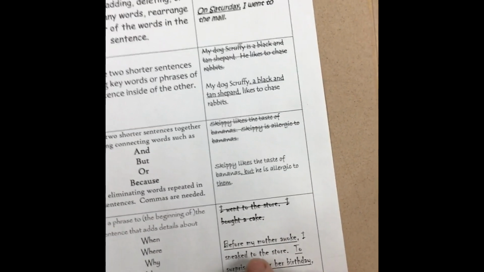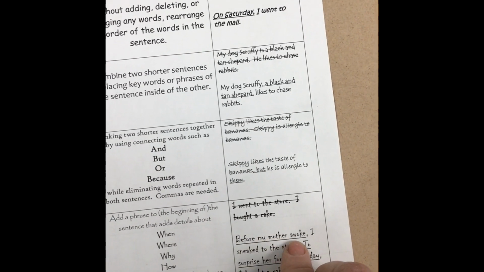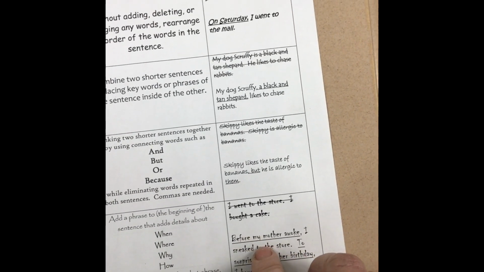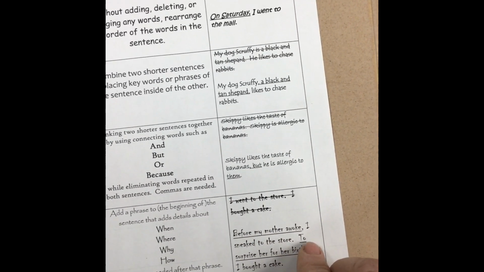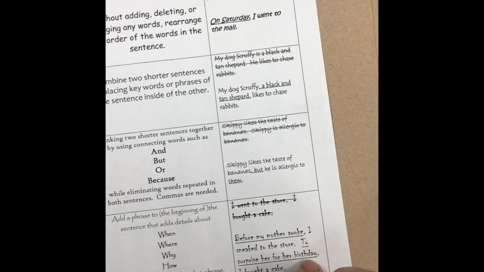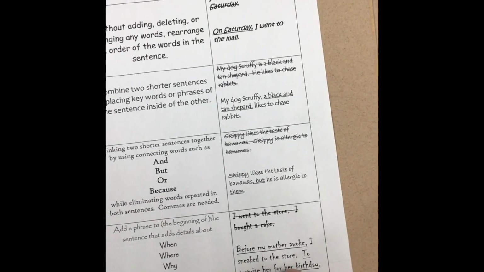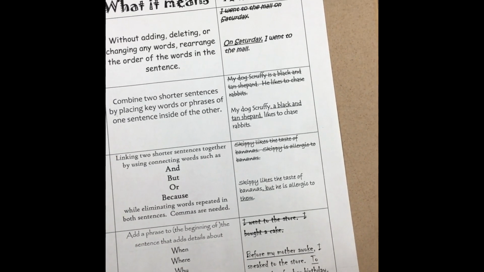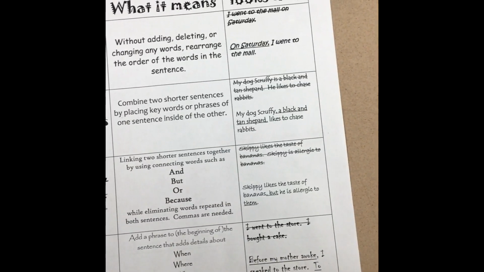So when they revised it, "Before my mother awoke, I sneaked to the store." So that's when they went to the store. And now here's another sentence. "To surprise her for her birthday, I bought a cake." And this underlined sentence here is telling me why I went to the store, why I bought a cake.